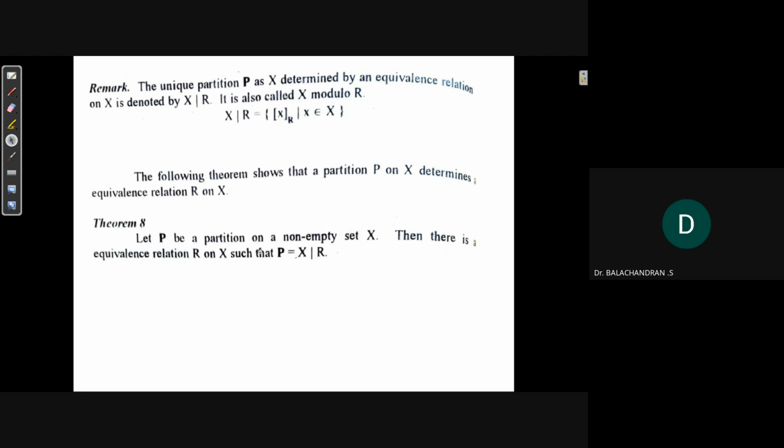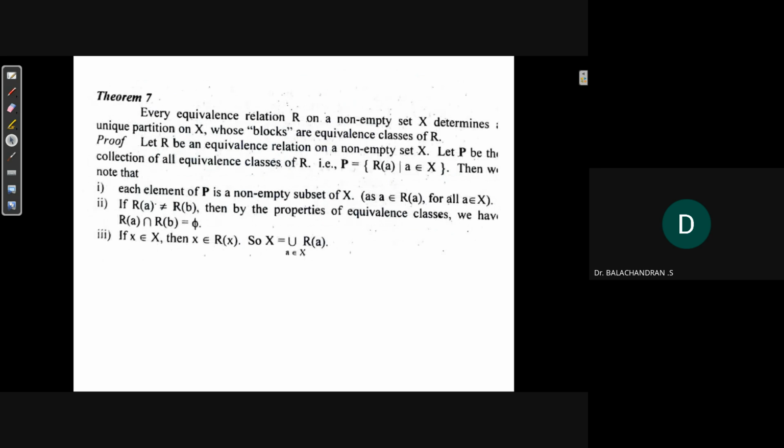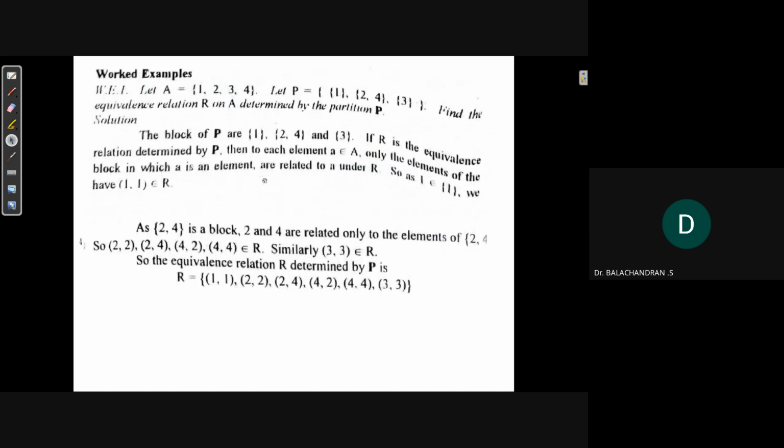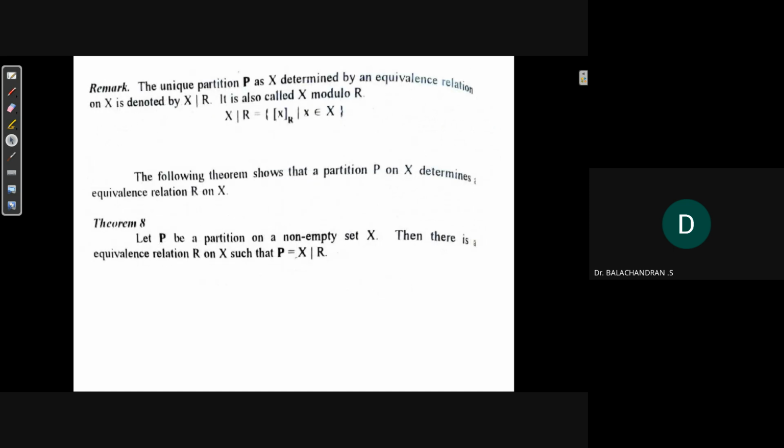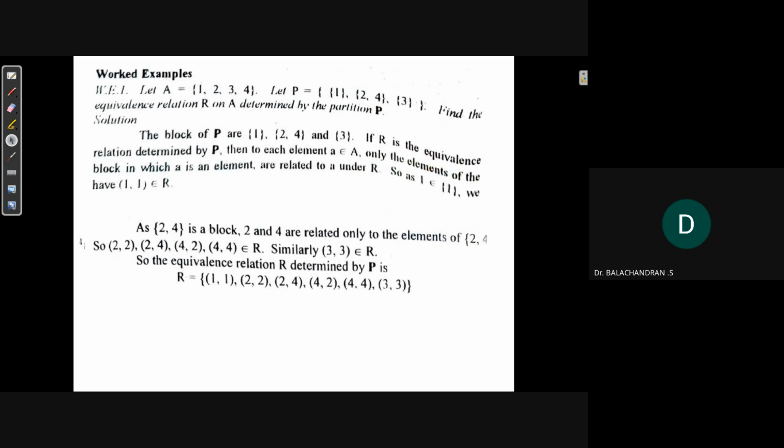So what it says is, if I give you a set and if I give you a partition, then you can find an equivalence relation. The previous theorem says, if I give you a set and an equivalence relation, you can find a partition. But here it is just the opposite, in theorem 8. Now we'll go to the problem.